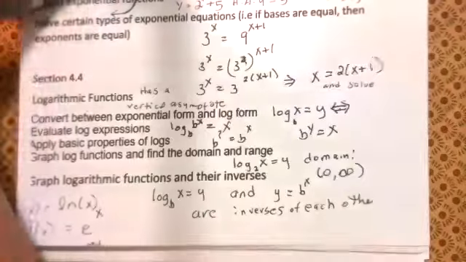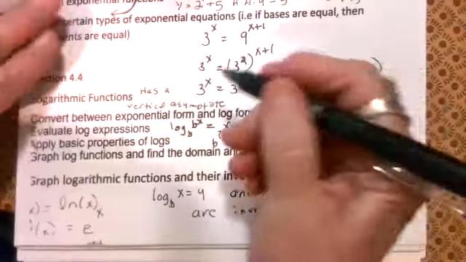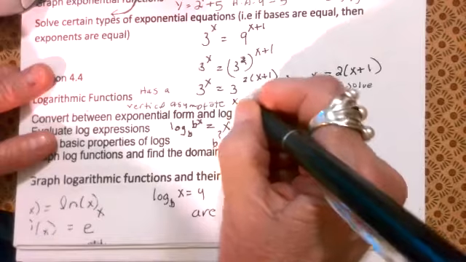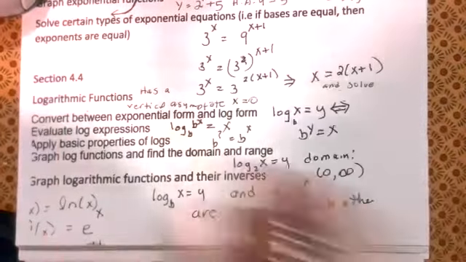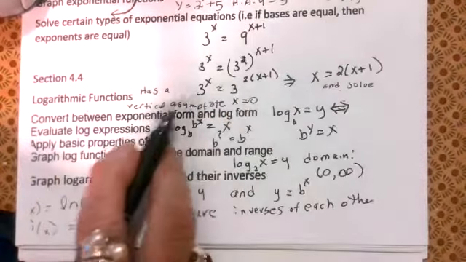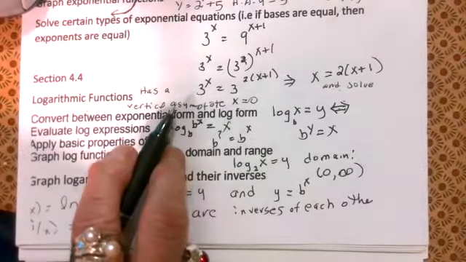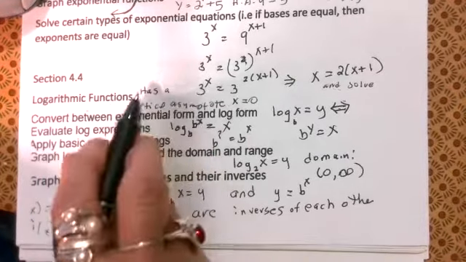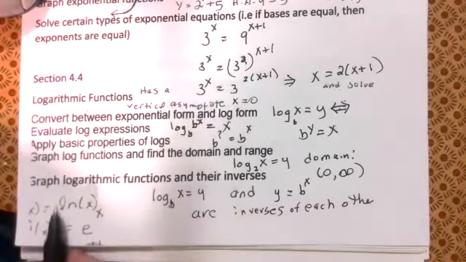So they have a vertical asymptote of x equals 0, unless it's shifted left or right. If it's shifted left or right, it's going to shift the vertical asymptote.